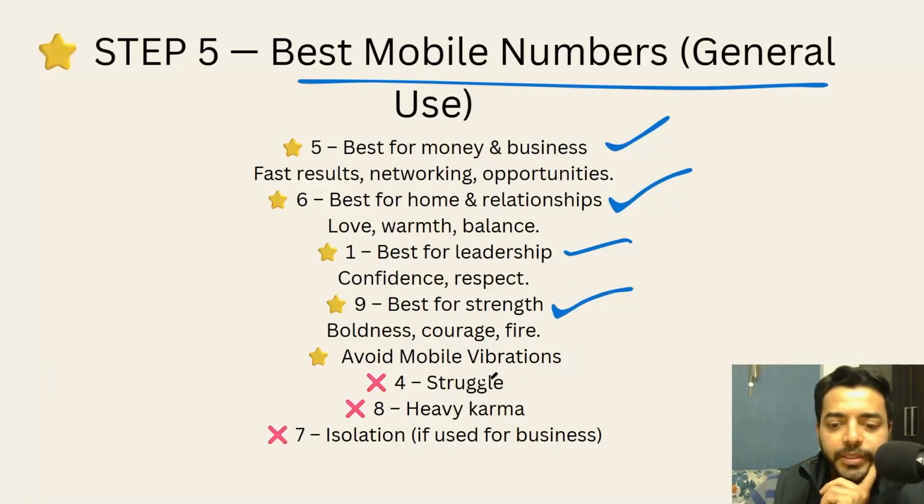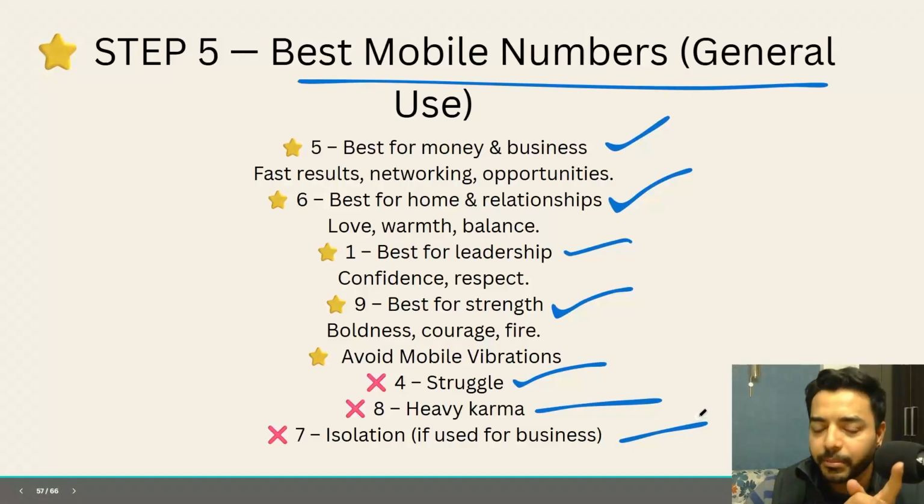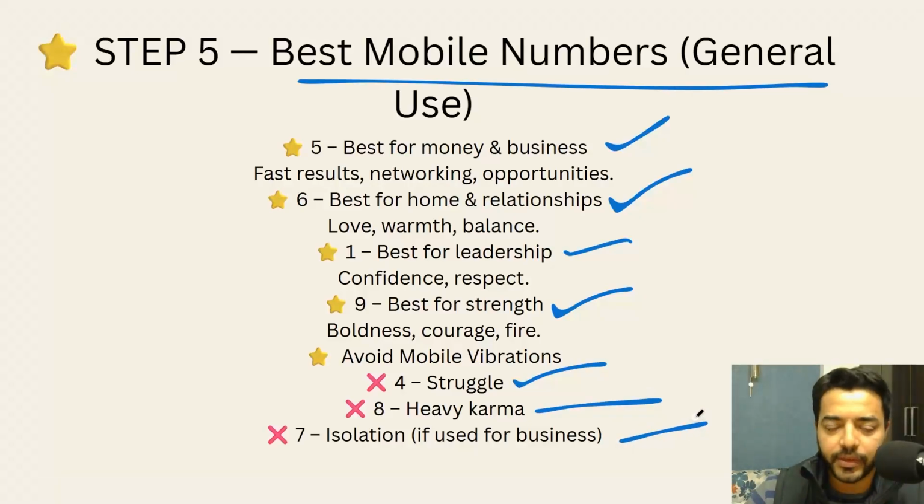Avoid mobile number vibrations. 4 is usually for breaking old structures, creating new structures. Rahu, you wouldn't want it. Number 8 is for Saturn, so you wouldn't want it. 7 is for isolation. So for mobile numbers, never have 7. 7 is basically an isolation. Nobody's going to call you, so your business will fail.